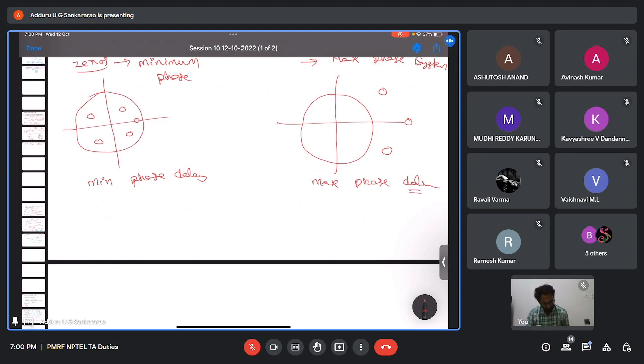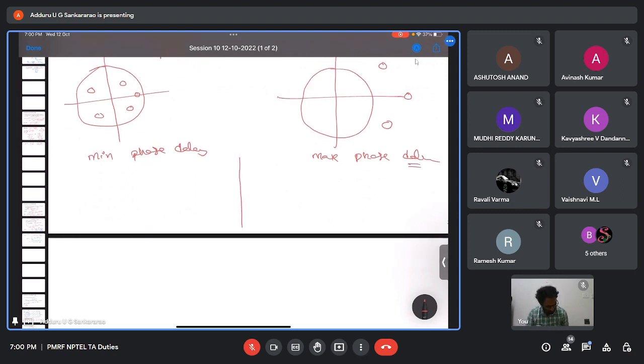Now all the poles are inside, but some zeros are inside the unit circle, and maybe some zeros are outside the unit circle. Then it is called a mixed phase system, or you can say a non-minimum phase system. Mixed phase system or non-minimum phase system. So its delay is between the minimum phase system and the maximum phase system.